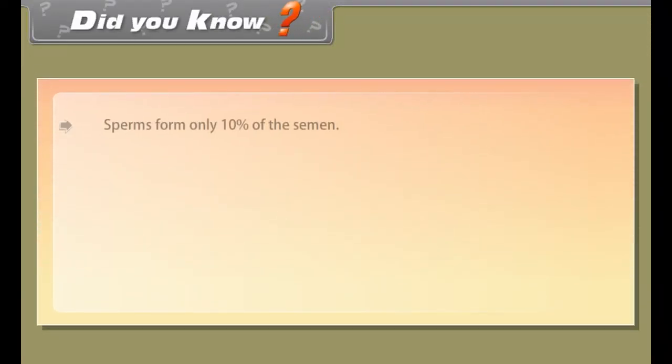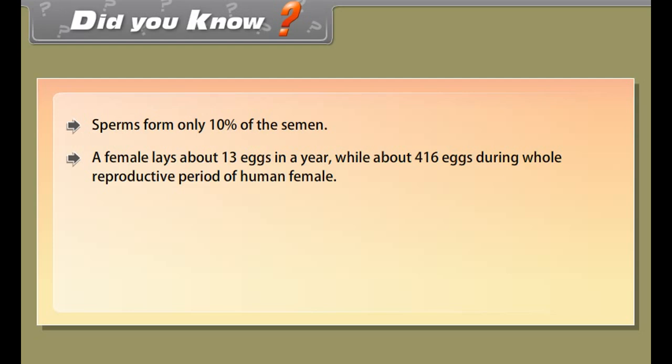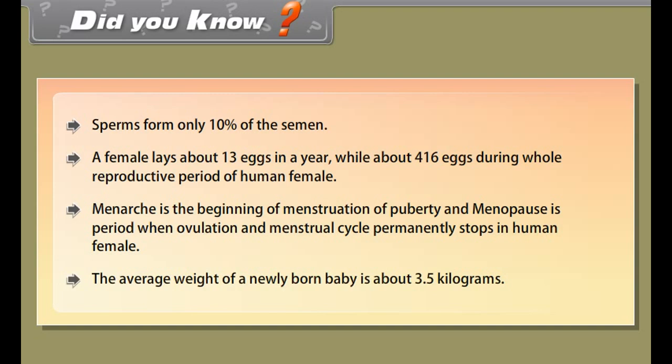Did you know sperms form only 10% of the semen? A female lays about 13 eggs in a year, while about 416 eggs during the whole reproductive period of human female. Menarche is the beginning of menstruation at puberty, and menopause is the period when ovulation and menstrual cycle permanently stop in human female. The average weight of a newly born baby is about 3.5 kilograms.